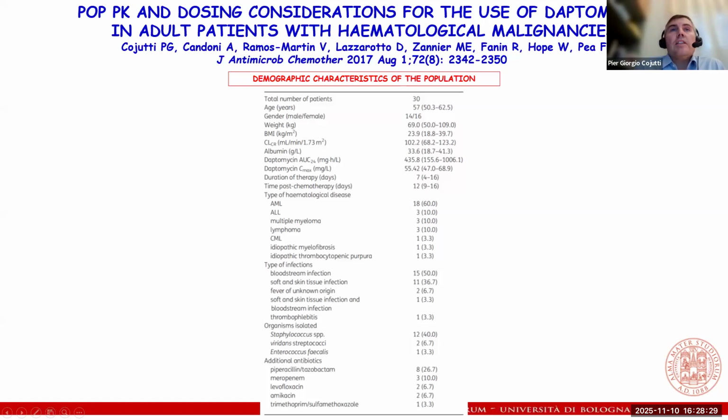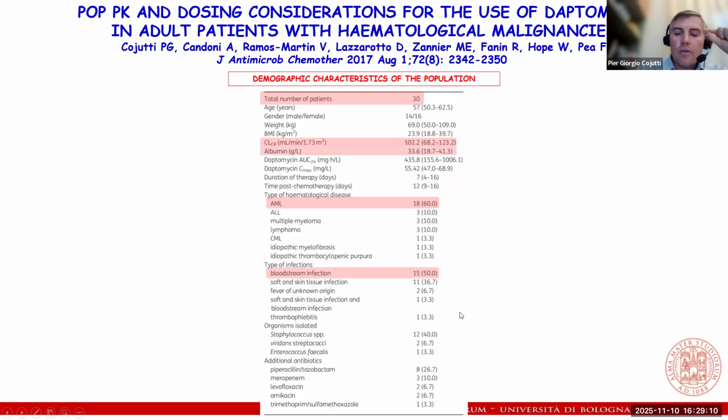So, changing gear to the second topic, optimizing dose of antimicrobials against gram-positive pathogens, I give you an example for daptomycin. This is a population pharmacokinetic analysis that we did some years ago on 30 patients who were sampled extensively. 60% of these patients had acute myeloid leukemia, and half of them were infected with bloodstream infection. The problem here is which dose I should give of daptomycin to this patient.